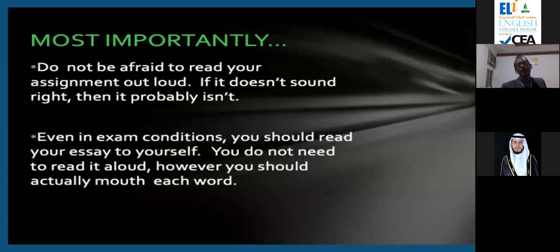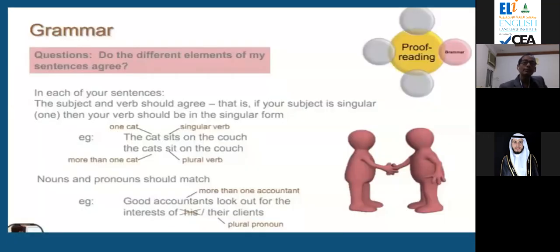I prefer reading out loud in my mind because that makes me sure of things. You don't need to read it aloud, but you should actually mouth each word. Mouthing each word will help you look at the syllables and the forms of the word, like is it a noun, is it an adjective, is it an adverb? I mean, am I using a wrong form of the word?